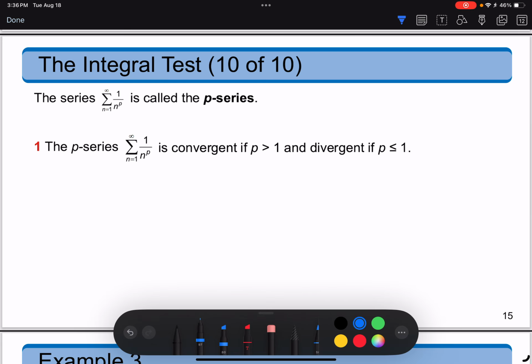The series 1 over n raised to p is called the p-series. The p-series, summation of 1 over n raised to p, is convergent for p greater than 1, and it is divergent when p is less than or equal to 1.